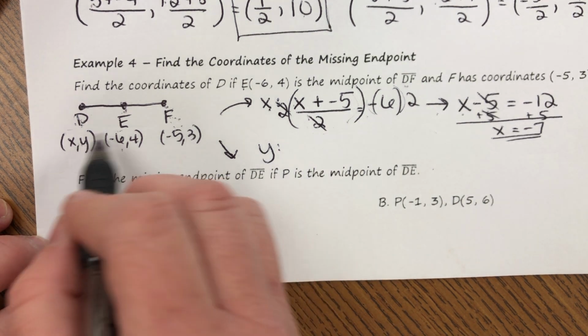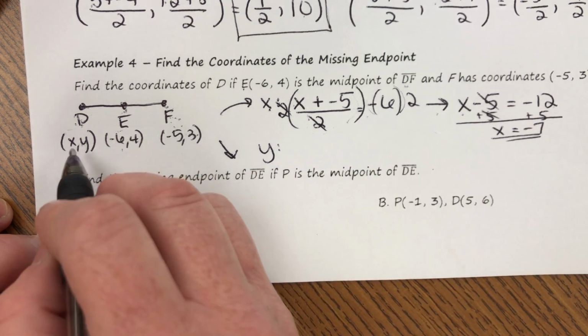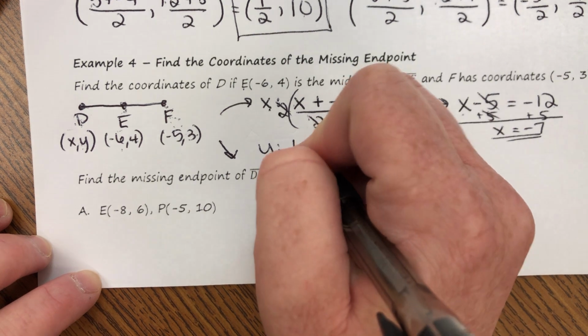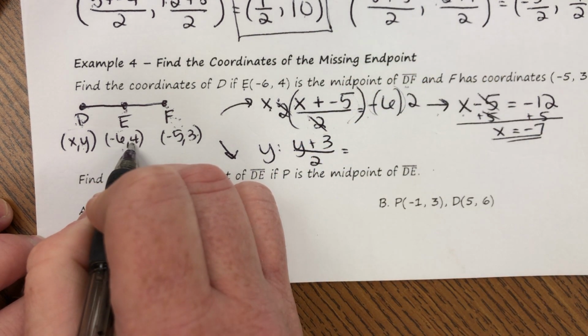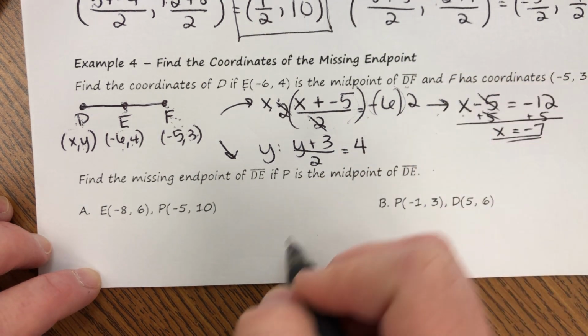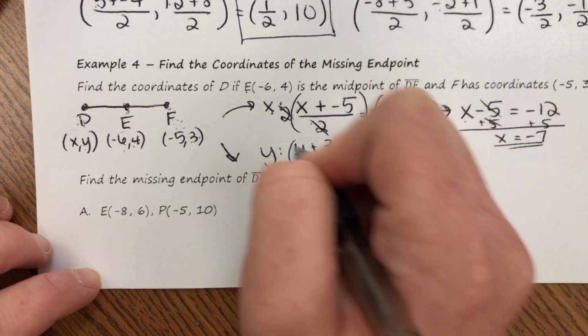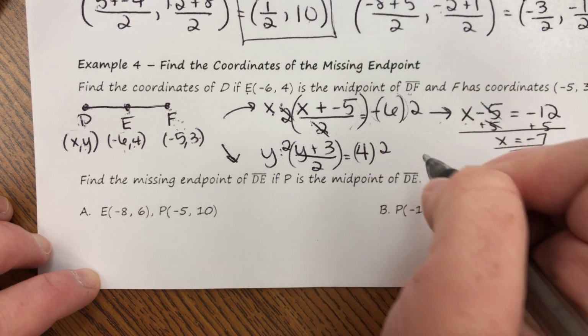All right, so y value. We're going to add our two endpoint y values together, divide by 2, get our midpoint. So y plus 3 divided by 2, and then our midpoint, it tells us, is 4. So I'm going to start simplifying. To get rid of that divided by 2, I'm going to multiply by 2.